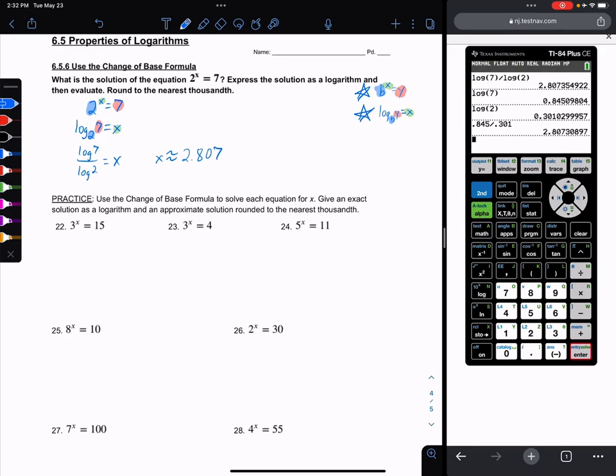Just know that if you do them individually, you might be off by a decimal place or two. Since we are approximating, it's not a big deal. If you did this and got 2.806, don't panic, right? You're within a thousandth, so you're probably doing it correctly. It was just some kind of rounding variation or variance. But change of base formula, use that to solve the equations, shouldn't have much issue.